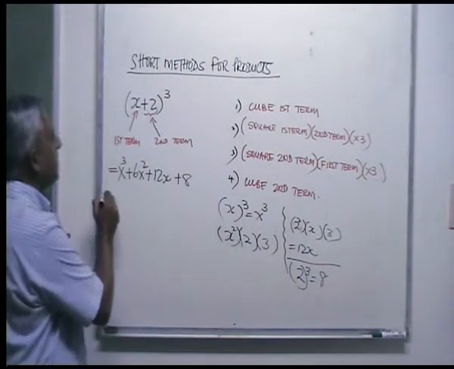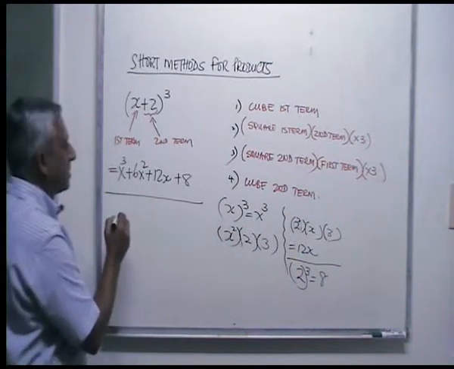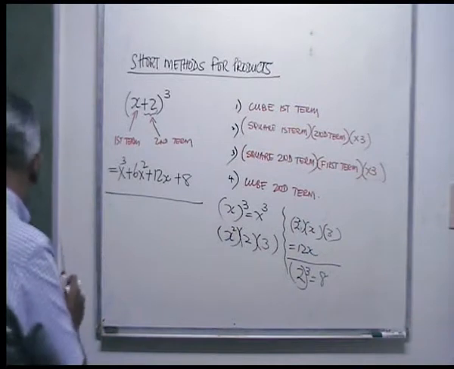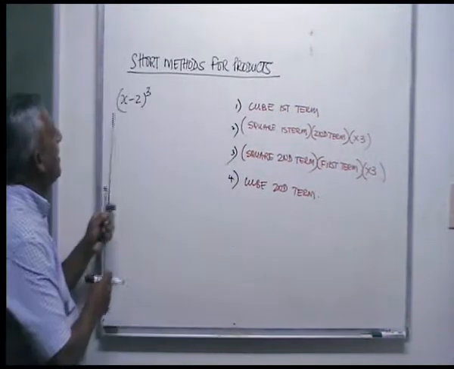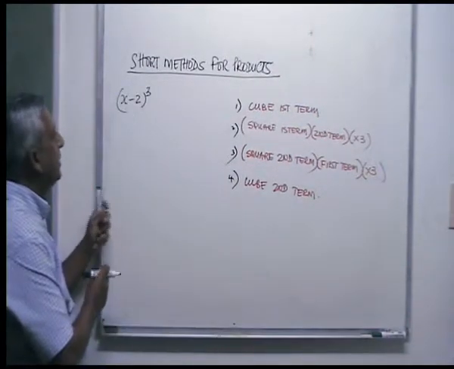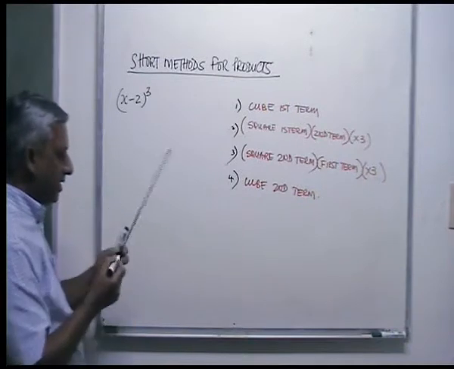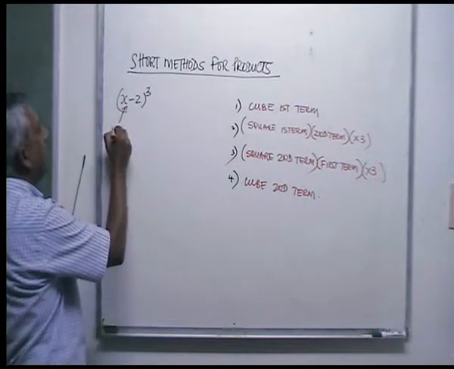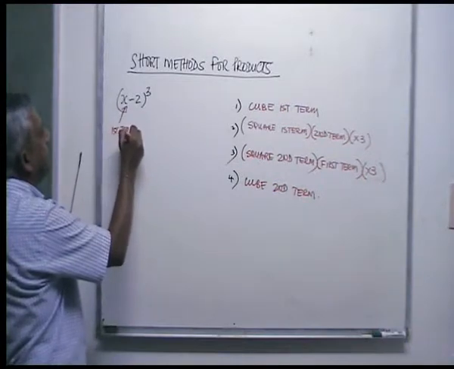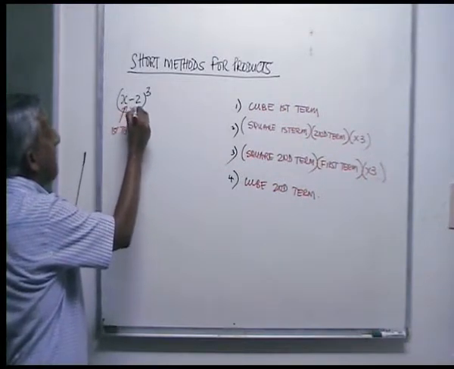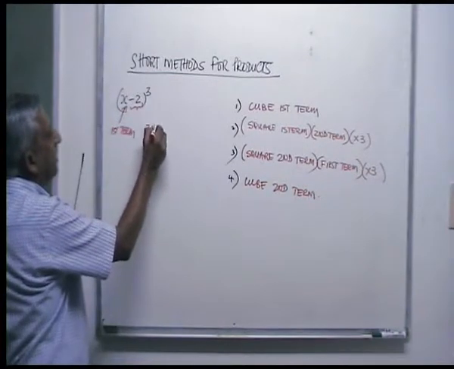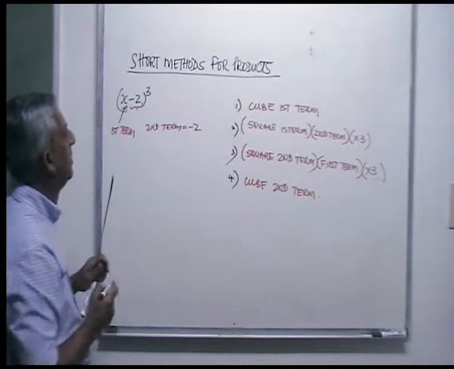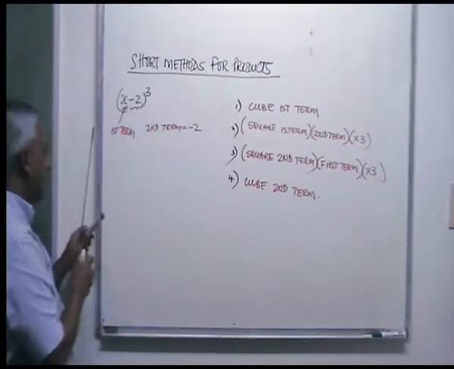Right. Let's take another example, right from the beginning. We had x minus 2 cubed. First, let's be clear in our minds: x is the first term, and minus 2 is the second term. So the second term is minus 2. Right, so we're ready to get the answer.